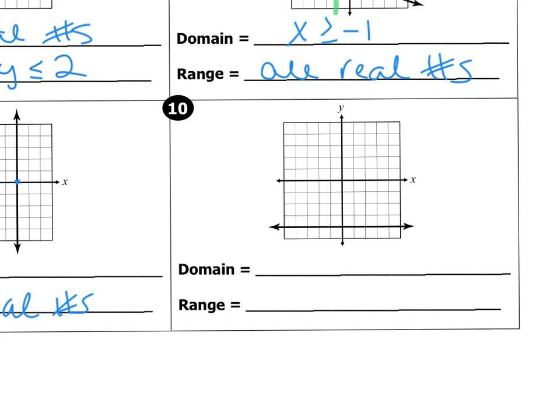Okay, and here we have a horizontal line, which goes forever left and right. So that's going to be all real numbers. And it does not go up or down from this point right here. So y is just equal to -4 because it stays at -4 the whole time.